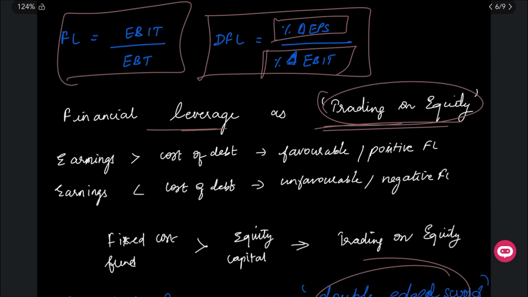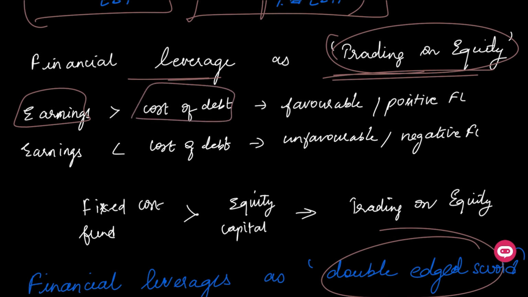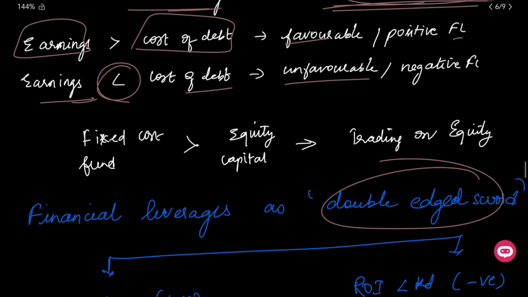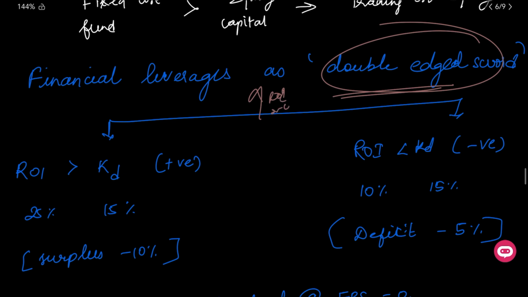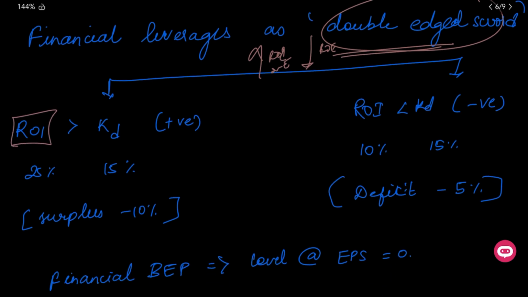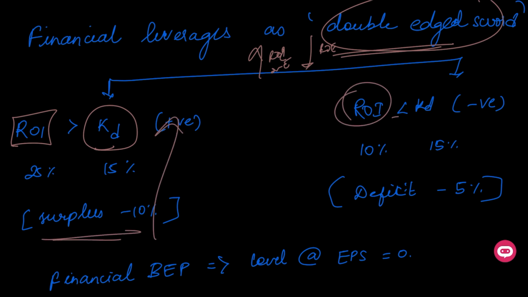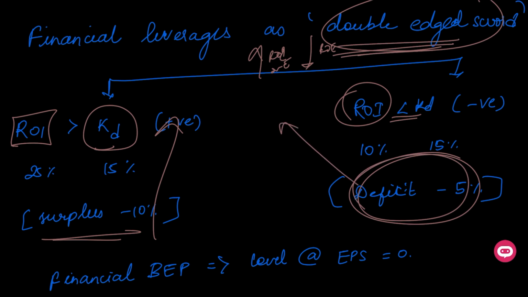We saw in an example in the detailed version how we can use debt more to increase the return on investment on equity. When your earnings is more than your cost of debt, then it is favorable FL. Similarly, when your earnings is less than your cost of debt, then it is unfavorable. That is why it is also called a double-edged sword. It can increase the return on investment on equity. It can also decrease your return on equity depending on your earnings. That's why when your ROA is more than the cost of debt, then your surplus will go to equity shareholders. But when your ROI is less than the cost of debt, then the deficit should also be borne by the equity shareholders. That is why it is called the double-edged sword.